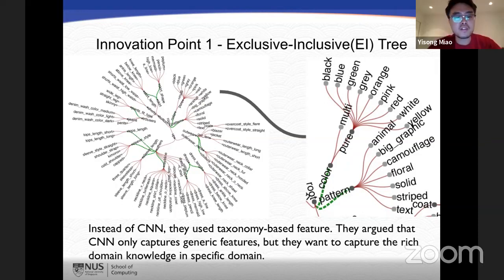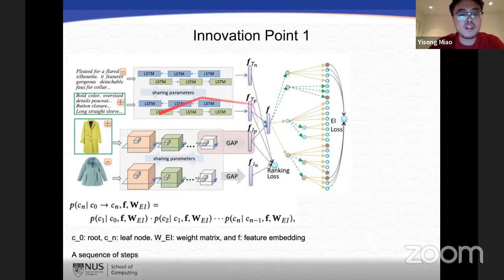So let's see their model design. They use this model to implement the EI tree idea. Let's follow me to look at the left-hand side. They use a neural architecture to capture both textual and image information. On the upper side, they use LSTM models to capture the textual information and get a hidden representation. On the bottom side, they use a neural architecture to also get a hidden representation of the image. They concatenate them together and feed into the EI tree.